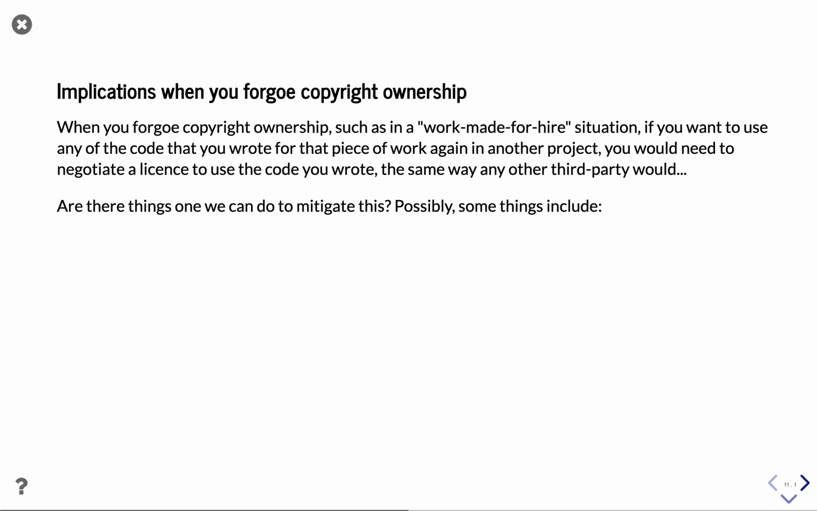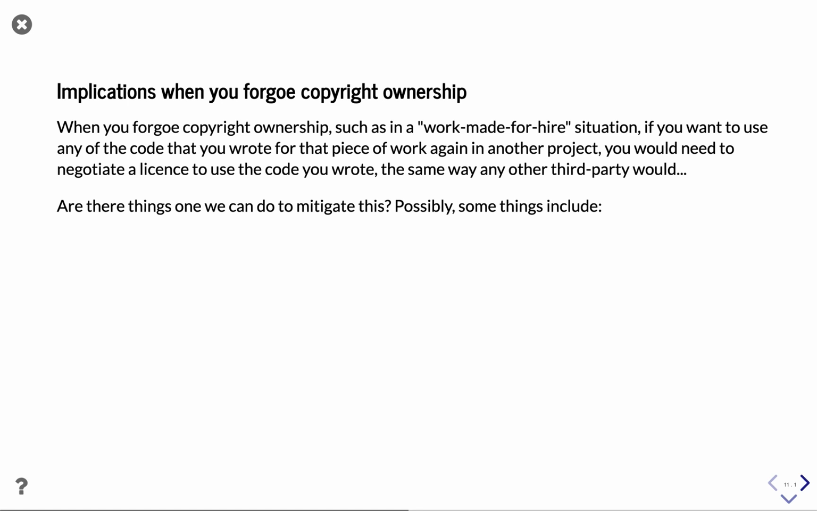What are some implications when you forgo the copyright ownership of the code that you write? Well, if you then go to work on another project at a different company, or for yourself, or maybe even for a different branch of the company that you've been working in, you can't automatically reuse any of the code that you wrote for that last project where the copyright ownership went to somebody else. You would really need to negotiate a license to use that code again, the same way any other external third party would.